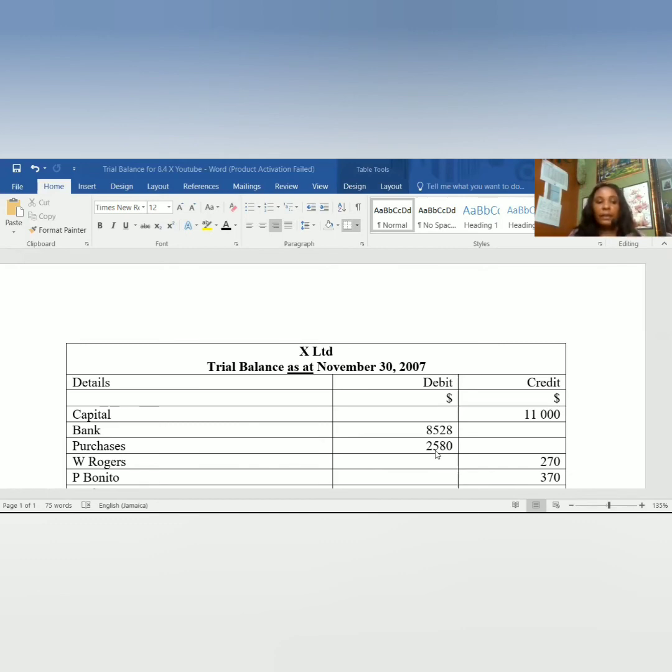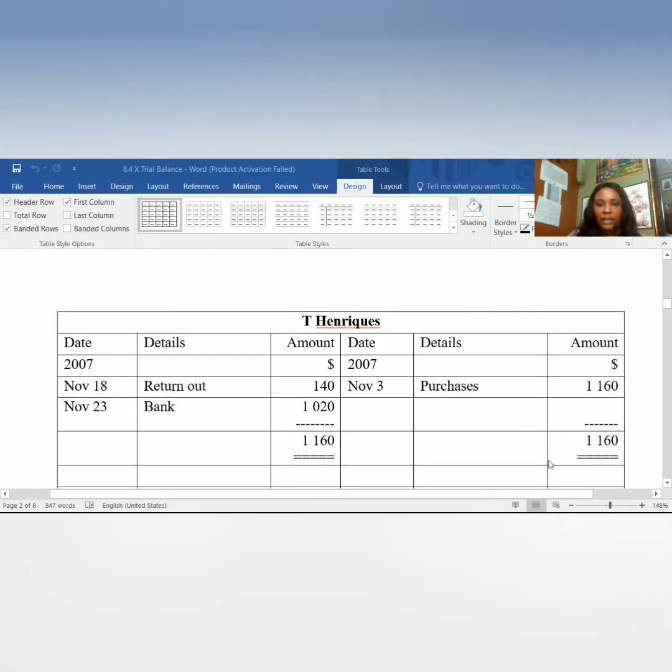So if the capital is on the credit side in your T account, it should be on the credit side in your trial balance. The bank is on your debit side in your T account. The balance BD falls on the debit side, then it should be on the debit side in your actual trial balance, and so on. So you go through each account, write the name down, and write the money, the balance BD, on the same side that it falls on in the T account. Through each of the accounts. So T Henricks, no, we would not use T Henricks in our trial balance simply because there is no balance brought down on his account.